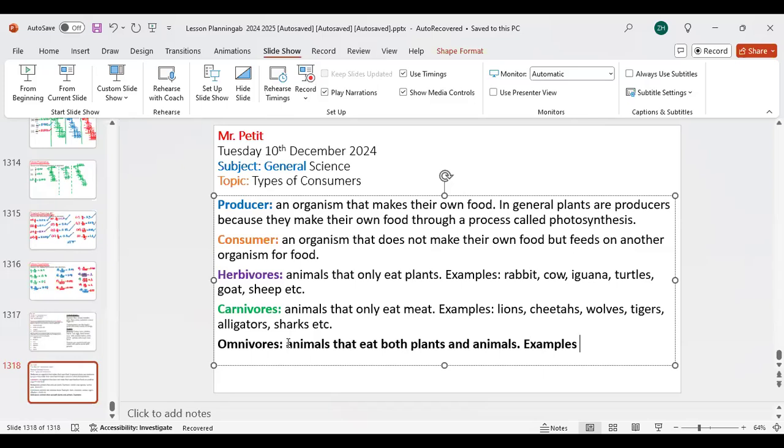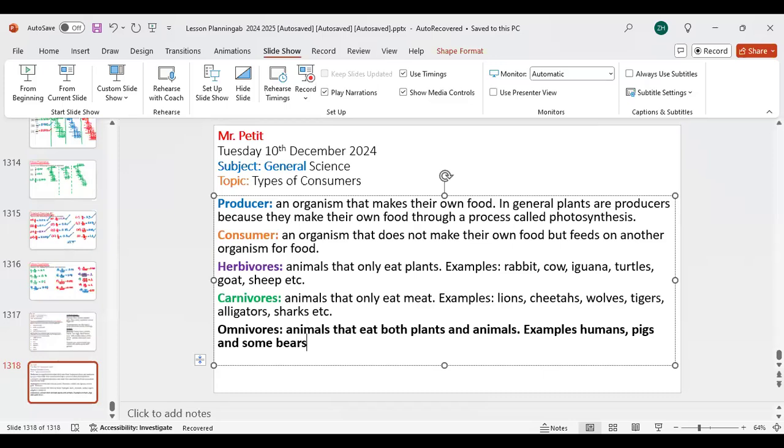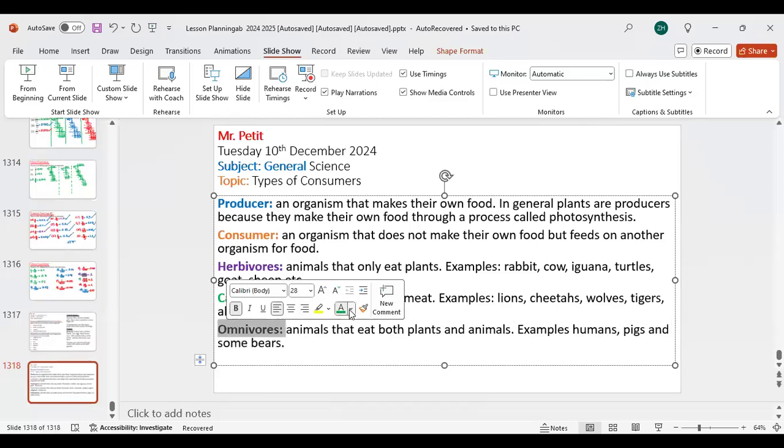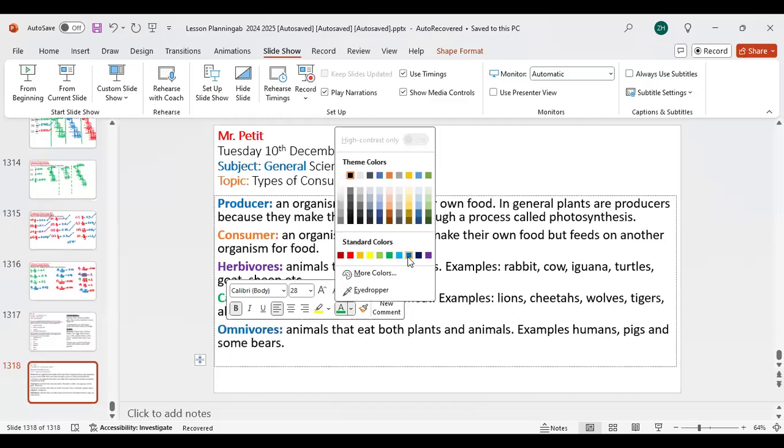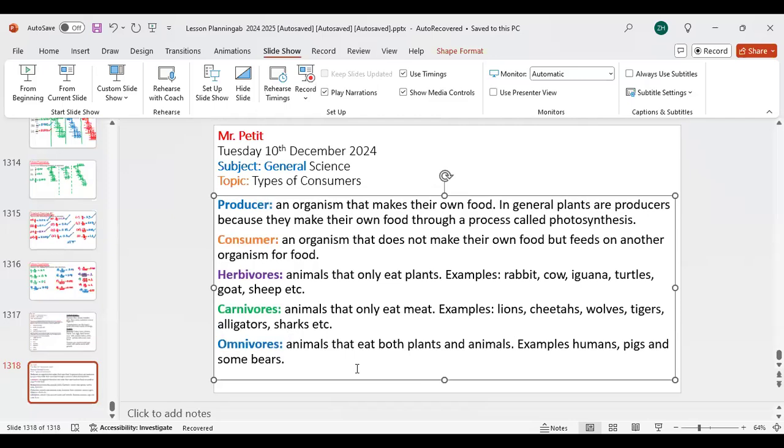Dinosaurs. Human. Humans, yes. Pigs are omnivores. And some bears are omnivores. A dog. Some dogs eat grass. Yeah. All right, so we have our three types of consumers: the herbivores, the carnivores, and the omnivores.